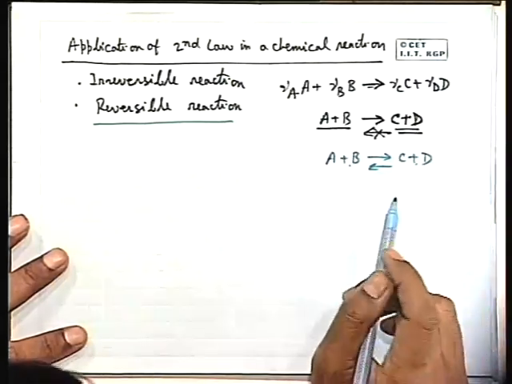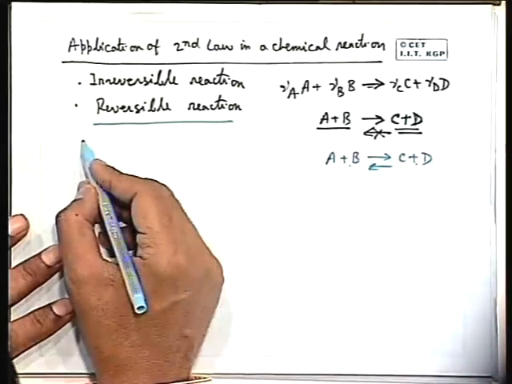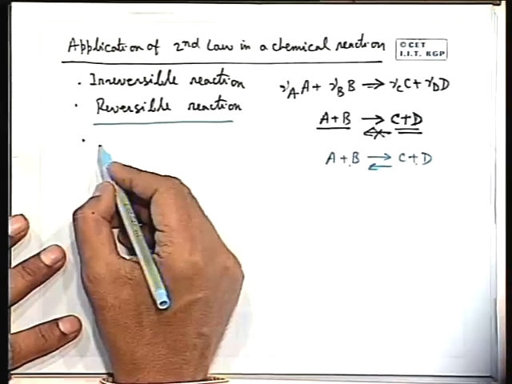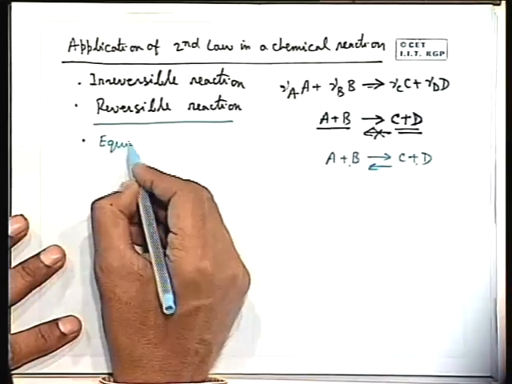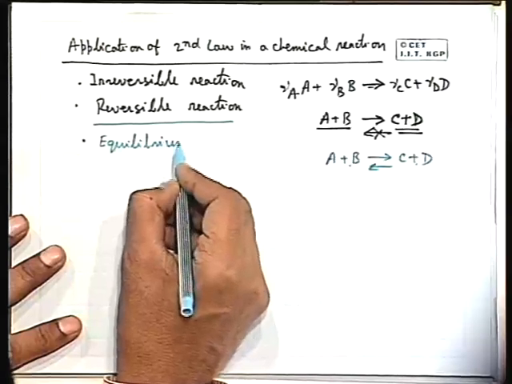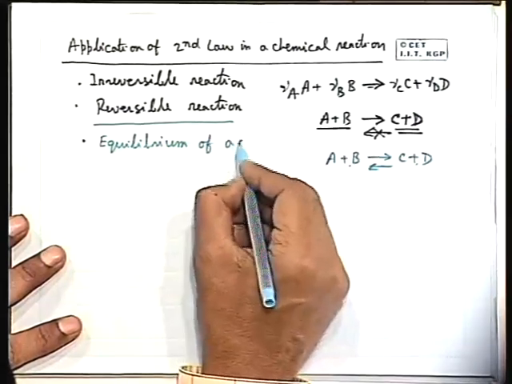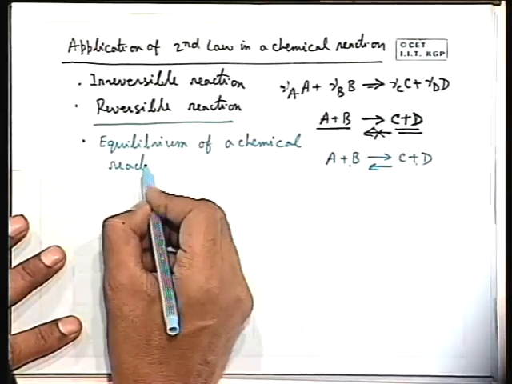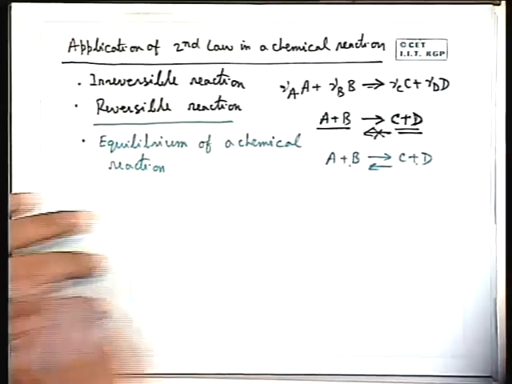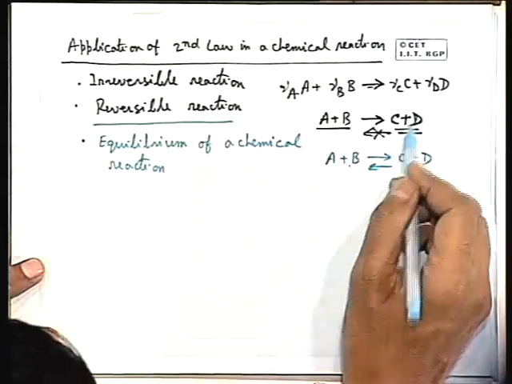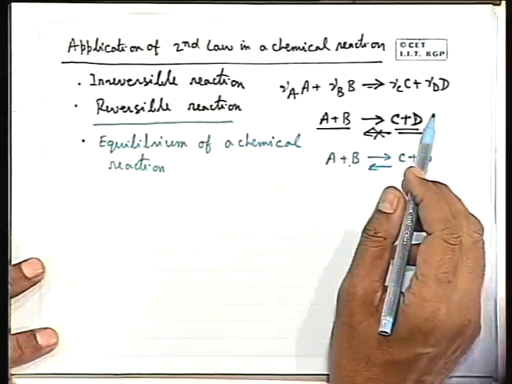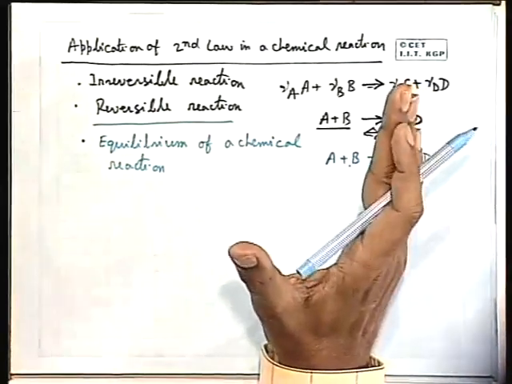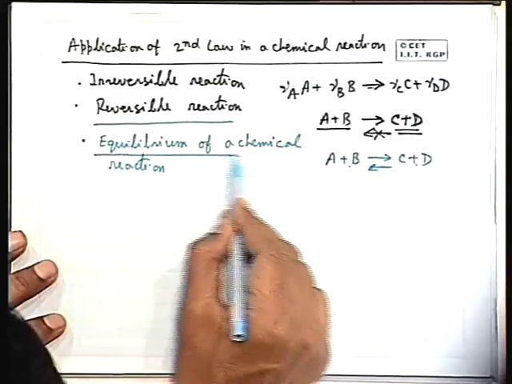Now, there are two things. First of all, you have to know what is meant by equilibrium of a chemical reaction. What does it mean? When in a chemical reaction the species in the medium, the concentration of the species, temperature, pressure, everything remain invariant with time, then this is known as equilibrium of a chemical reaction.